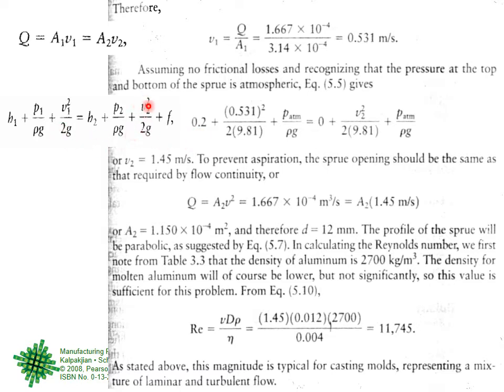V1 square upon 2G, right? So I just did the other way. You see, if this is a column, the height at the bottom is 0, and the height at the top is 0.2. Sorry for that, I told you the other way around, but this is the height. You are measuring height from here. So at the lower end, the height is 0. At the top end, the height is 0.2, and the velocity at the top was this.